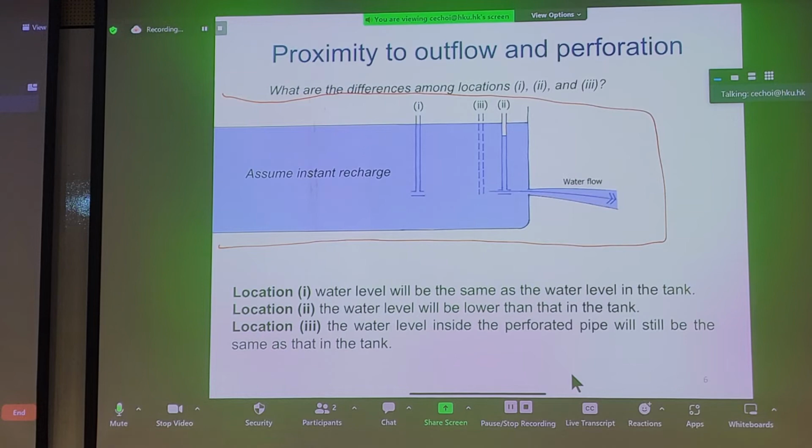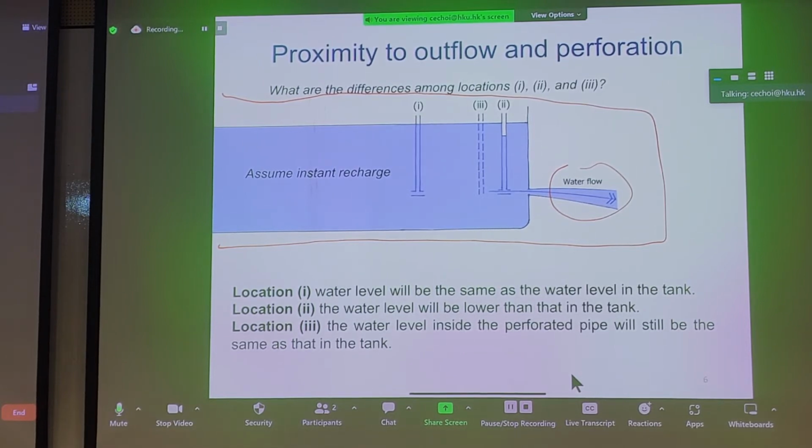So we're assuming instant recharge. We're assuming that anything that goes out here is nearly inconsequential compared to what's recharging. So when would this play out? Well, if you're constructing something right beside the ocean, which is quite common in Hong Kong, right?